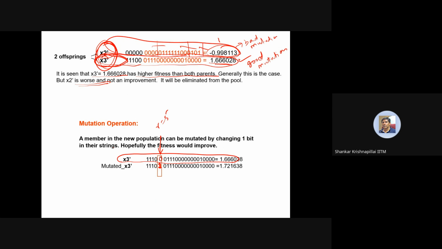One or two offspring you can take and try to do the mutation. That is, you randomly pick a bit and flip it, so 0 is changed to 1. What will happen is this 1.66028, after mutation, will become 1.7 to 1.638. I haven't checked if this is a good mutation or a bad mutation. If it is a bad mutation, in the next generation it will be ranked at the bottom and automatically removed.